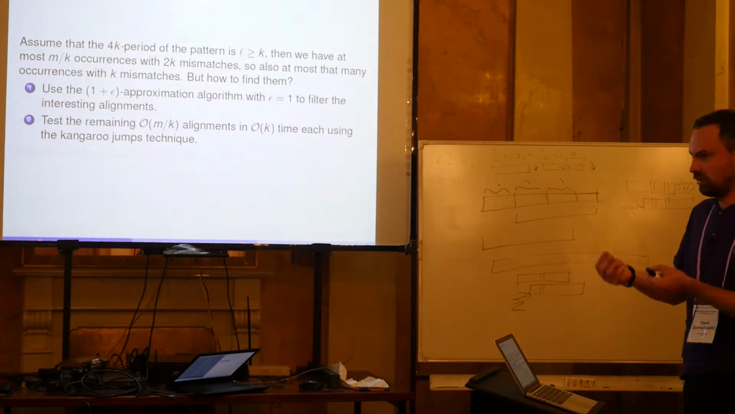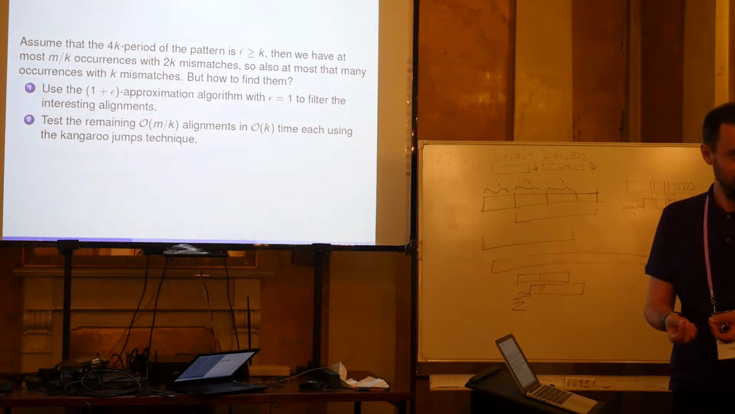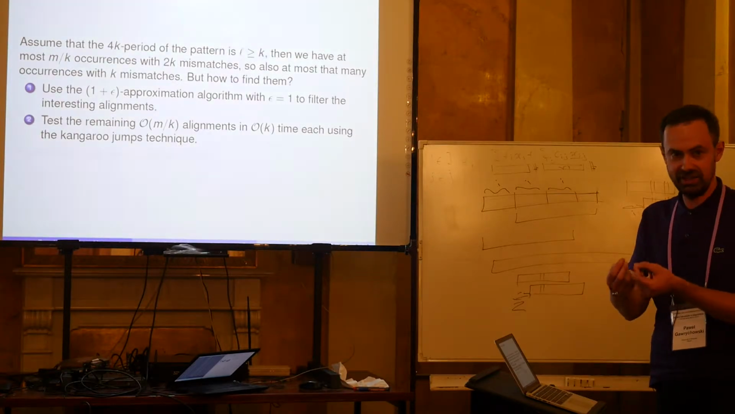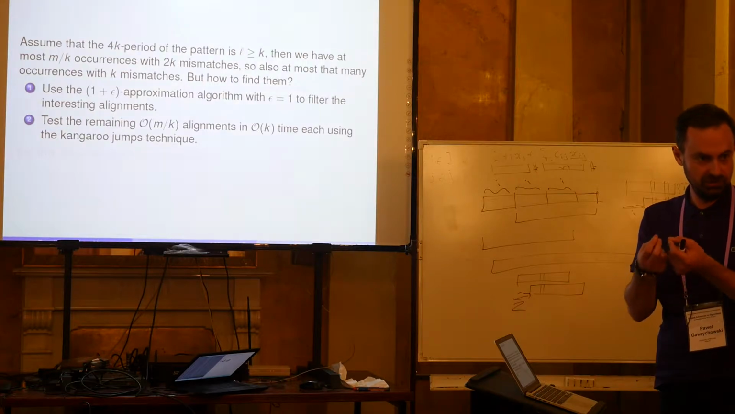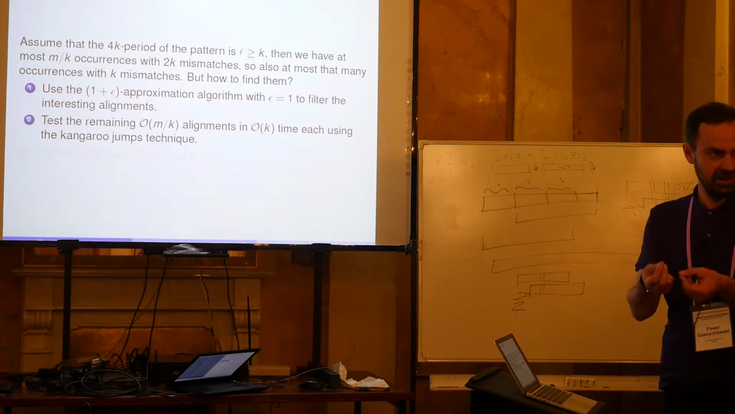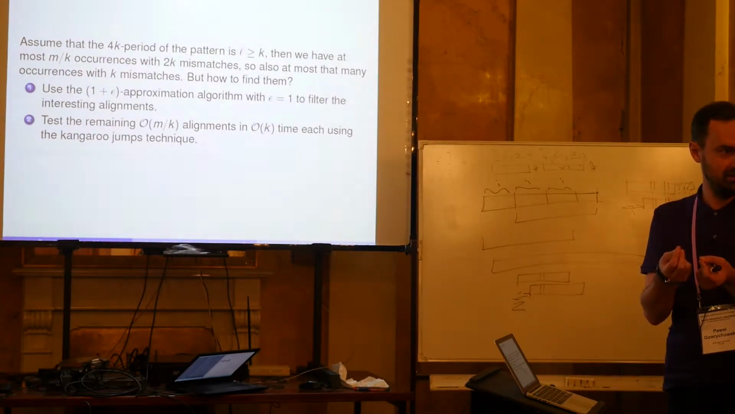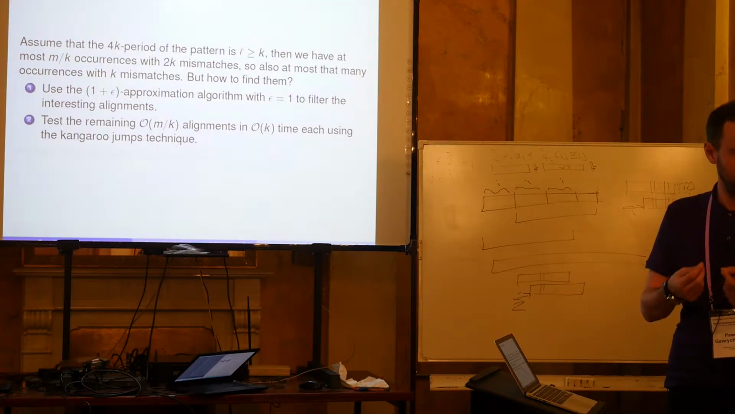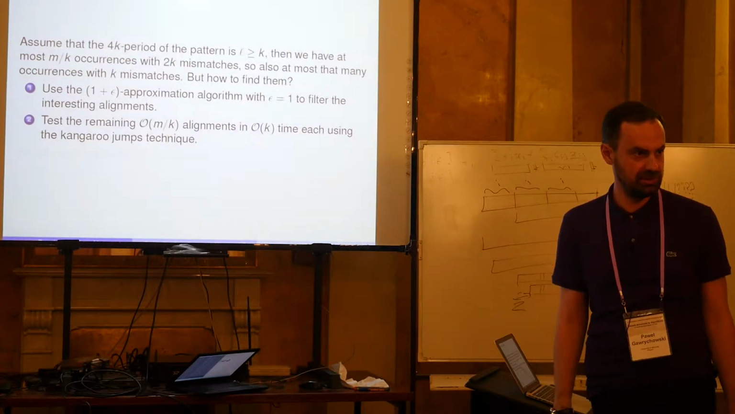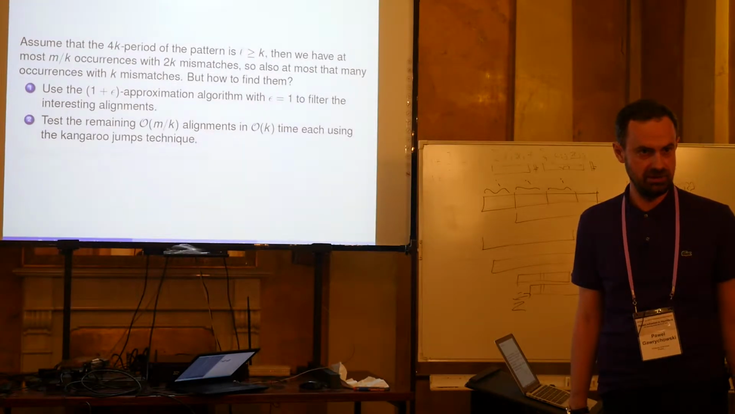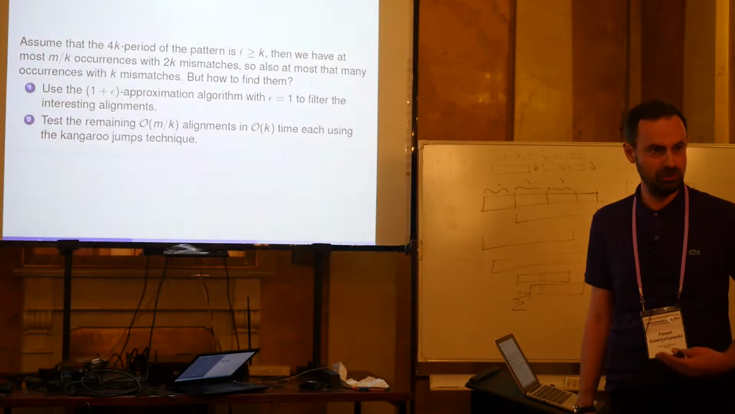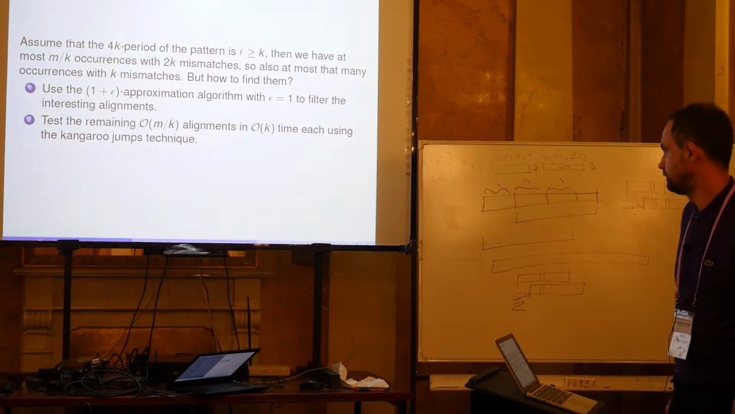So if what you get from the approximation is 2k plus 1, you know that the real answer is at least k. Because if the real answer is at most k, then the approximation is at most 2k. So if the approximation gives you more than 2k, you know that it's not a good starting position. Okay? So you filter out those starting positions where the approximated value is too large. That's the first step.